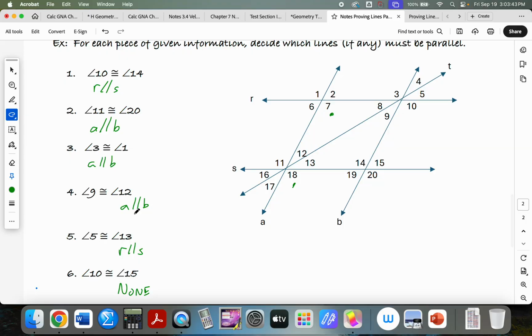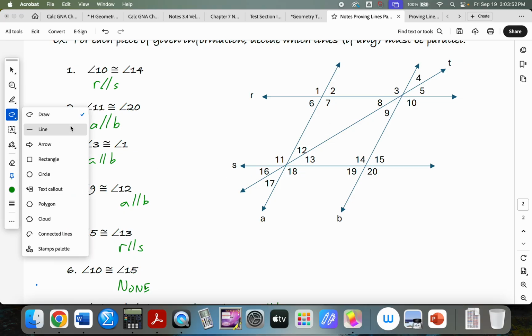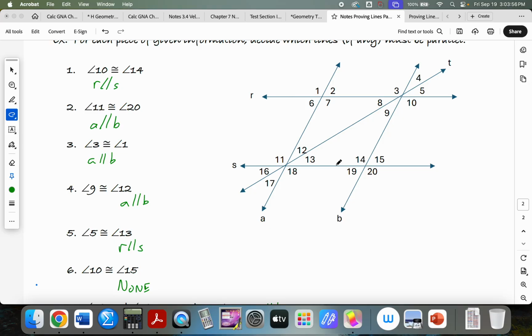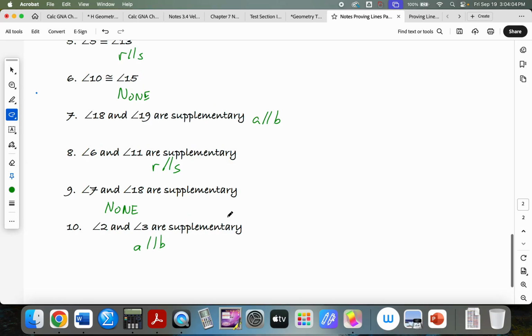And let's see. How about 2 and 3 are supplementary? They are. Yes. How come? Because they're same side interior angles. And there are transversals as well. Yes. So A is parallel to B. I'm going to ask you 2 more.